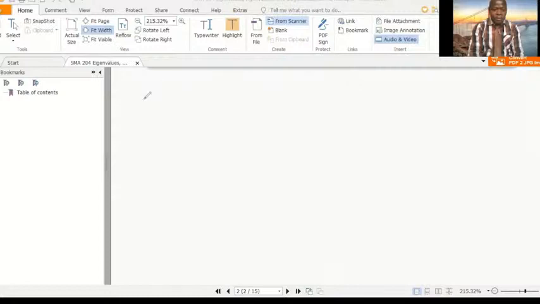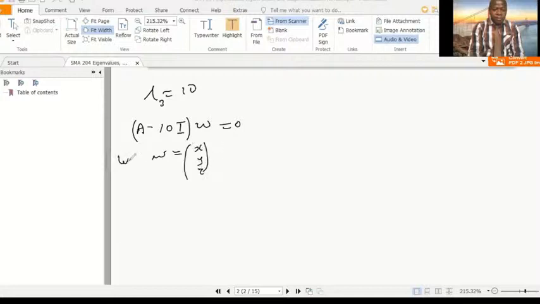And so when lambda is 10, equal to lambda 3, let's subtract 10I by w and equate this to 0. But w, we want it to be x, y, z. So let's just subtract 10 from the leading diagonal of A, and that will give us negative 2, 2, negative 2. Just subtracting 10 from the leading diagonal. You already have matrix A.